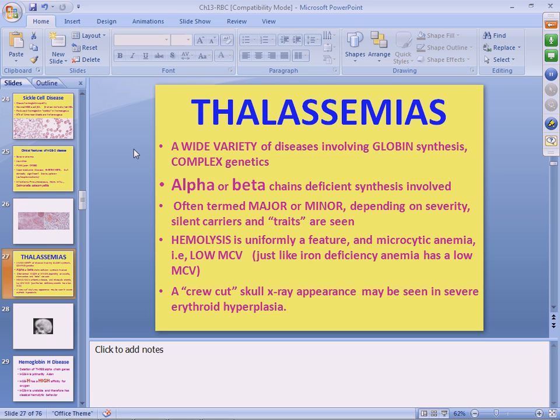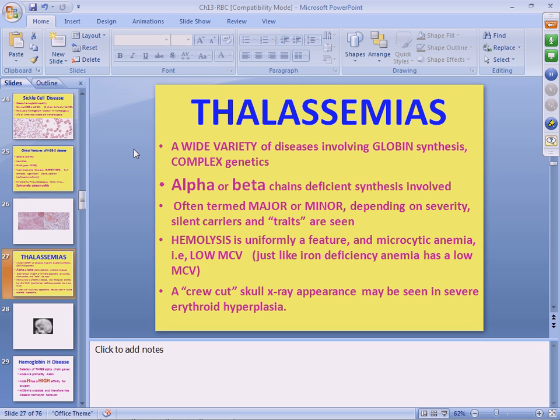So if you have defective development because of a genetic reason of alpha or beta chains, it's going to probably wind up being some type of thalassemia. Now, we've already seen a genetic problem in one amino acid different from a single beta chain, but thalassemias are a lot more than that.